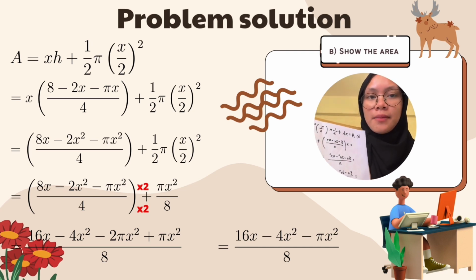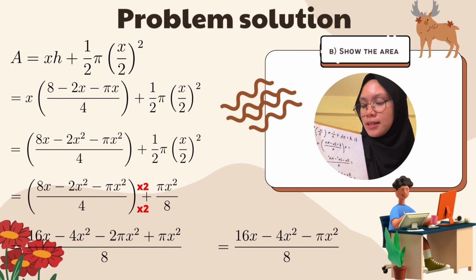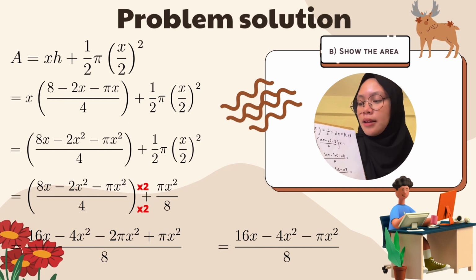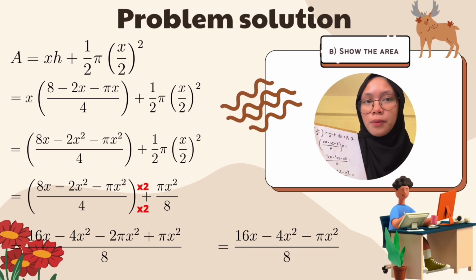For the next step, we just need to multiply the x into this equation. So it will be 8x minus 2x squared minus pi x squared over 4. And the latter part of the equation, we just need to write back, so it will be plus 1 over 2 pi multiplied by x over 2 to the power of 2.